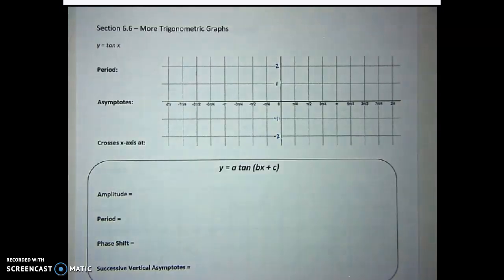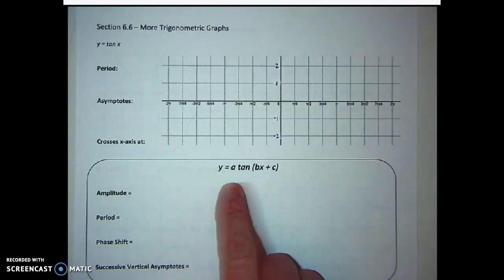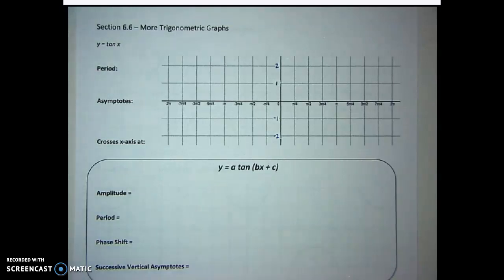Section 6.6 is more trigonometric graphs. Basically, these are the rest of the trigonometric graphs. Unfortunately, when we did the sine and cosine graphs, I was able to have you graph the sine, then graph the A and see what that did, and graph the B and see what that did. There's really no easy way to have you explore these graphs on their own. So unfortunately, I'm just going to go through and tell you about the other four trig functions.